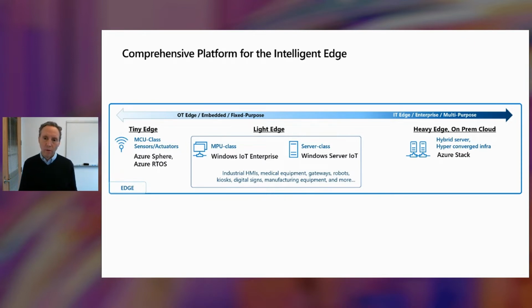Now, going further to the right, you have your heavy edge devices. These are your more powerful servers, hyper-converged infrastructure. These are the things that are most often in the on-prem data center or the IT closets. And we have offerings here in the Azure Stack family. Azure Stack HCI and Azure Stack Edge are examples of this.